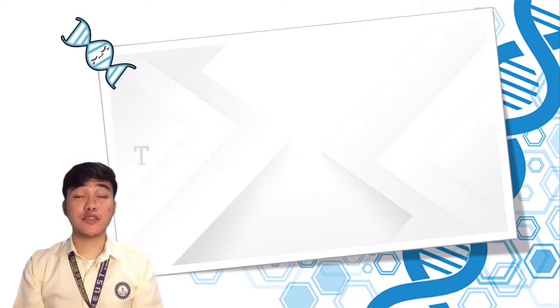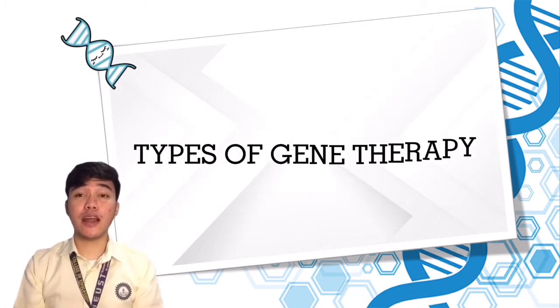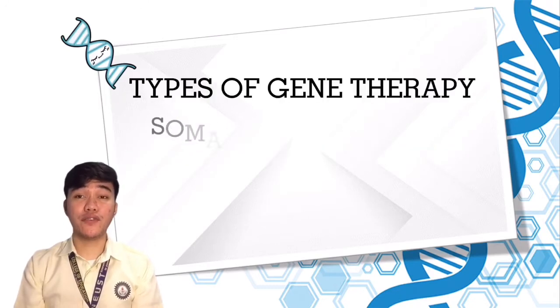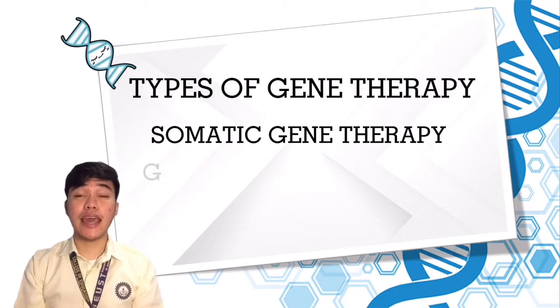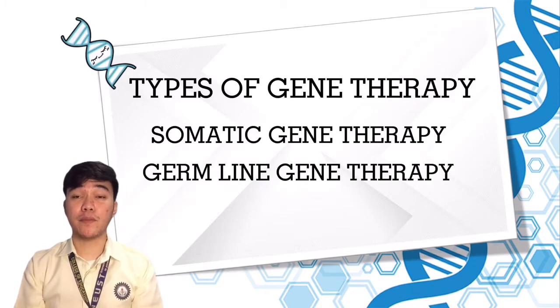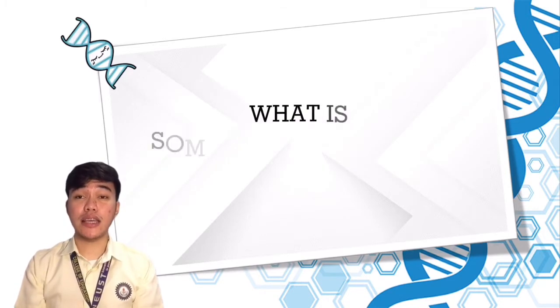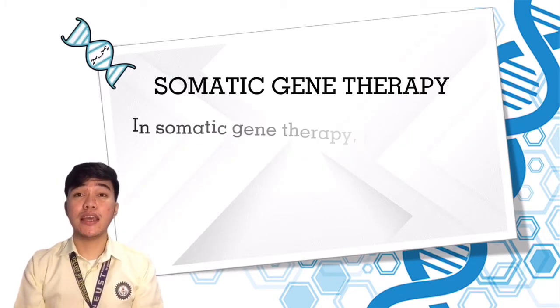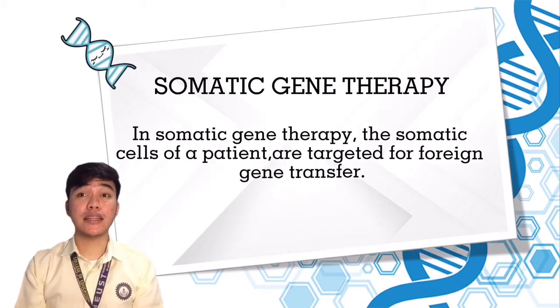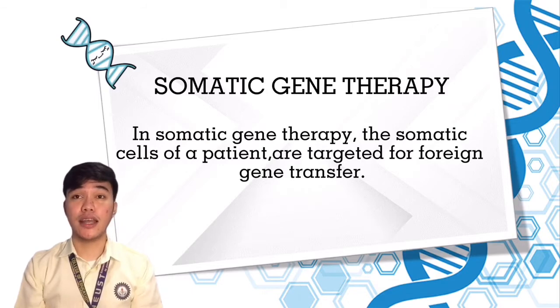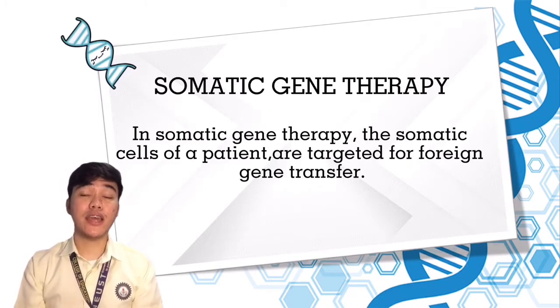Let's proceed to the types of gene therapy. Gene therapy is classified into two types. First is somatic gene therapy, and second is germline gene therapy. First, let me discuss somatic gene therapy. In somatic gene therapy, the somatic cells of a patient are targeted for foreign gene transfer. In this case, the effects caused by the foreign gene are restricted to the individual patient only and not inherited by the patient's offspring or later generations.